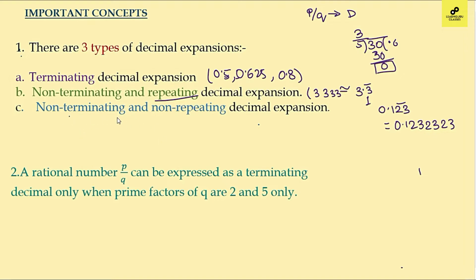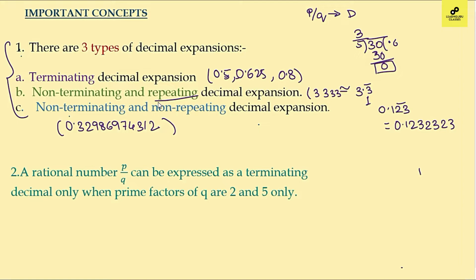Now if you come to non-terminating and non-repeating decimal expansion, non-terminating means if you do the division, it will not terminate, and non-repeating means, suppose I give you an example, 0.32986974312. If you see this decimal expansion, no digits are being repeated in a periodic manner. Hence it is called a non-terminating and non-repeating decimal expansion. This is one important concept that you are to remember while solving this type of sums.